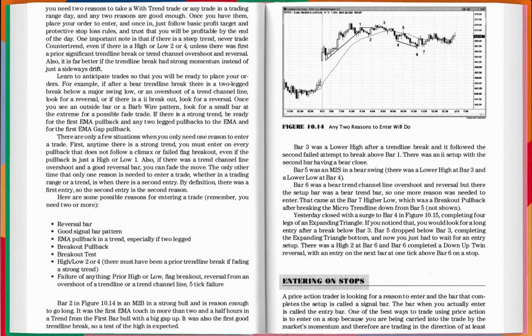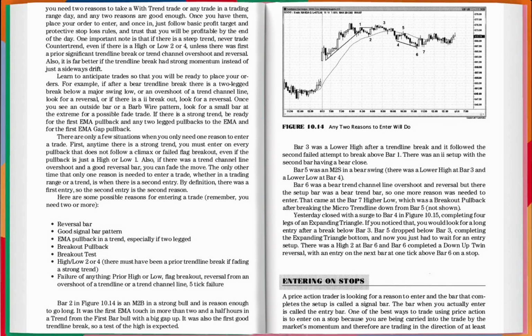That came at the bar 7 higher low, which was a breakout pullback after breaking the micro trend line down from bar 5, not shown. Yesterday closed with a surge to bar 4 in figure 10.15, completing 4 legs of an expanding triangle. If you notice that, you would look for a long entry after a break below bar 3.